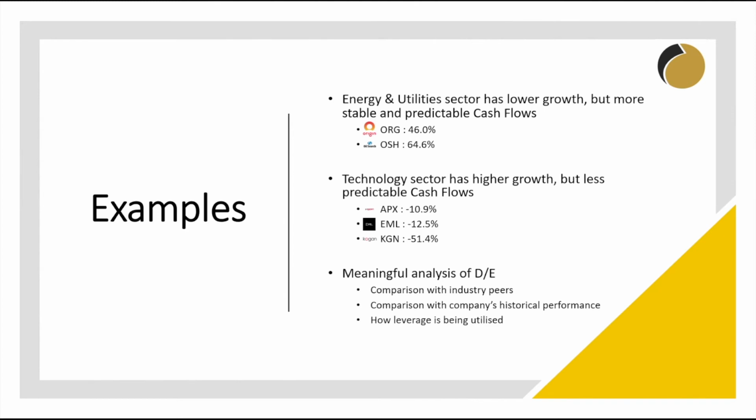In contrast, companies in the technology sector are characterized by higher growth but less predictable cash flows, and are therefore less likely to have a high debt to equity. In fact, their net gearing ratio may be negative, meaning that the company's cash exceeds its debt. For instance, in the 2019 financial year, Appen had a net gearing of negative 10.9% after having a net gearing of positive 11.7% in the 2018 financial year. EML Payments had a net gearing of negative 12.5%, while Kogan had a net gearing of negative 51.4%.